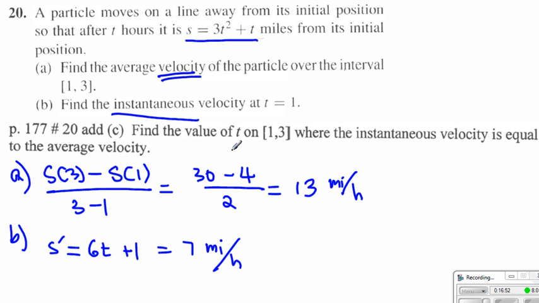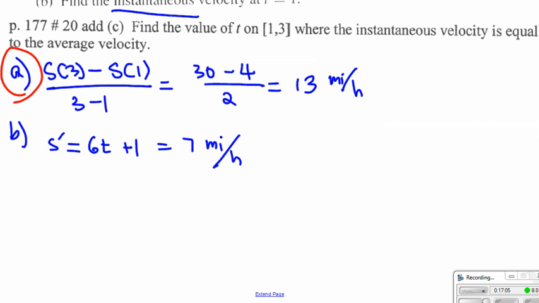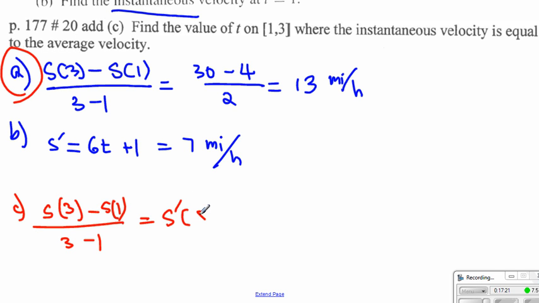Now C, find the value where the instantaneous velocity is equal to the average velocity. This is the mean value theorem. So we realize that we're going to be using part A once again, because the expression should be that s of 3 minus s of 1, over 3 minus 1, has to be equal to s prime of C. And we have to figure out what the C value would be.